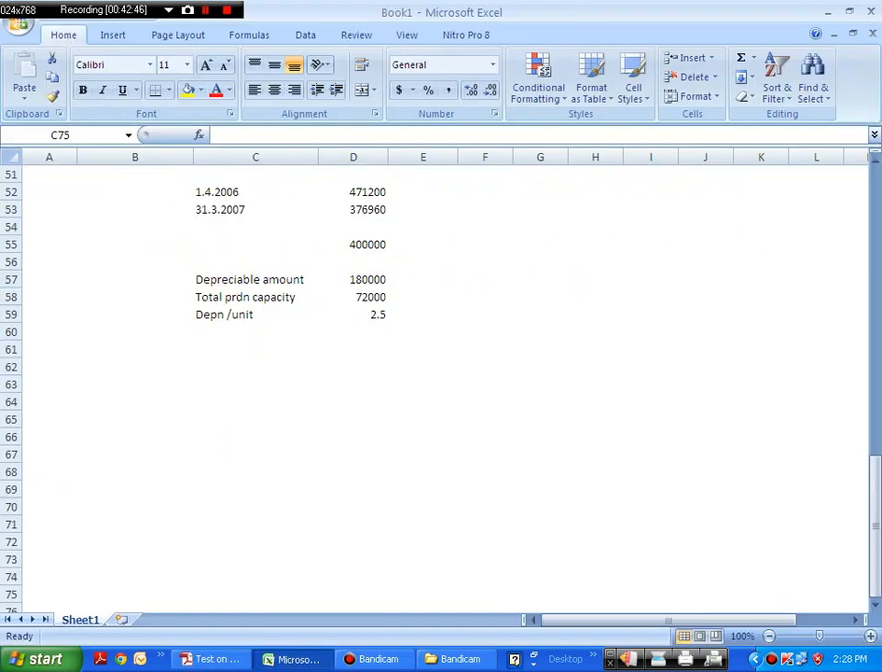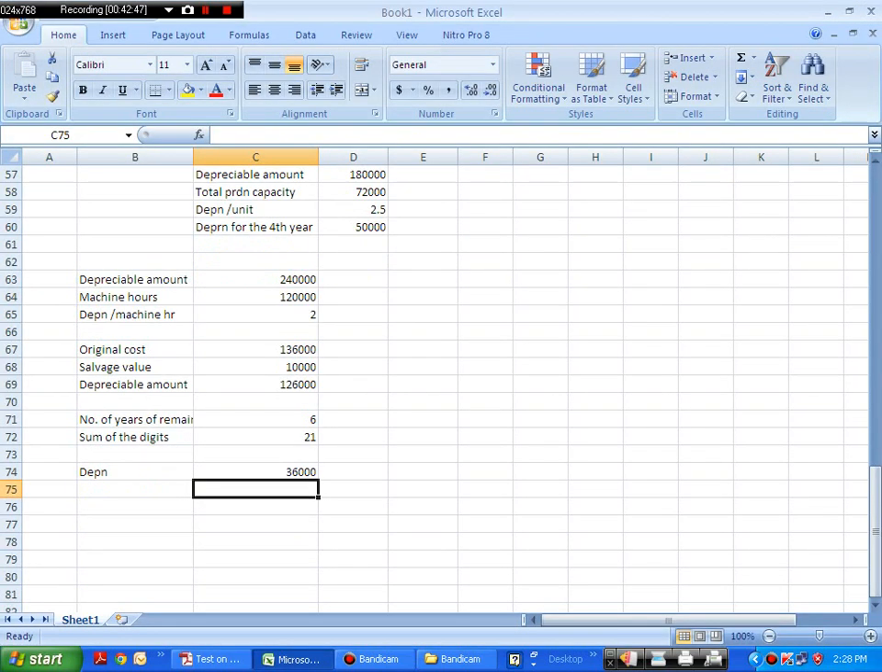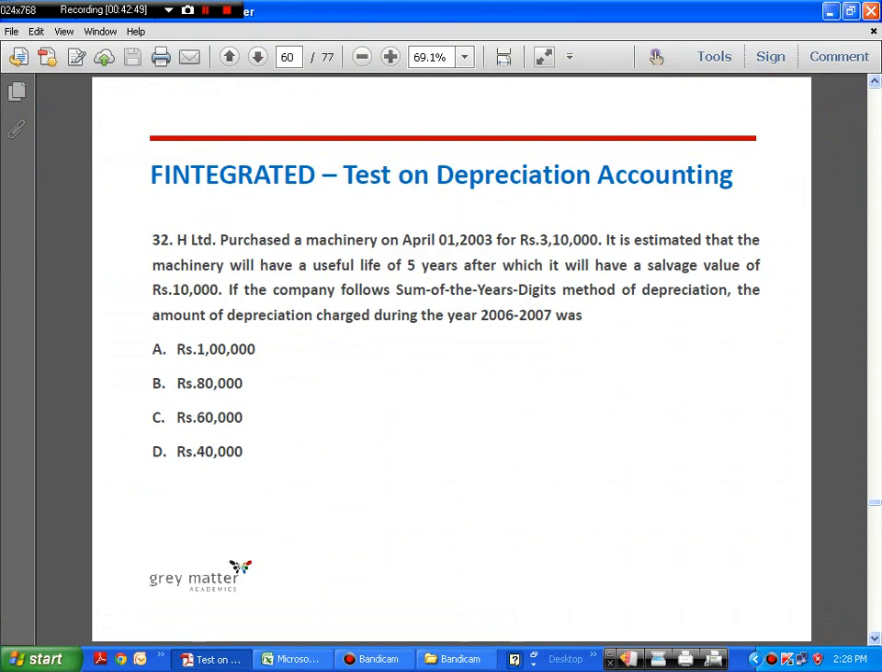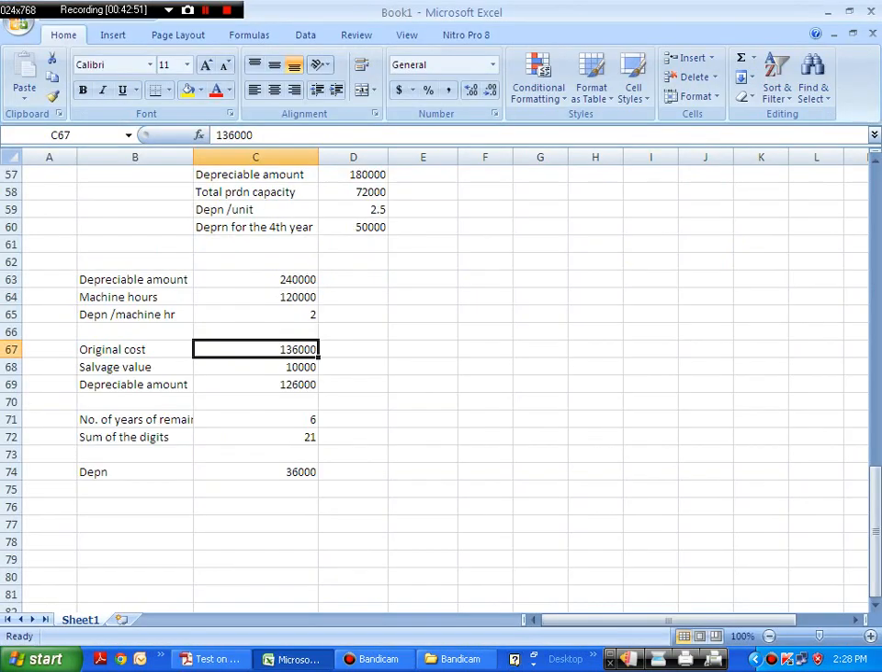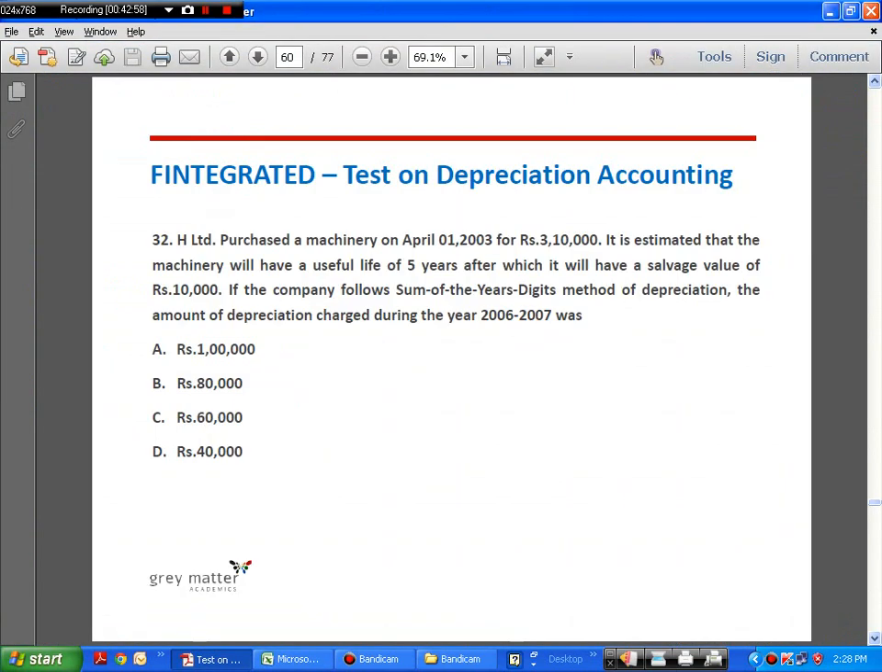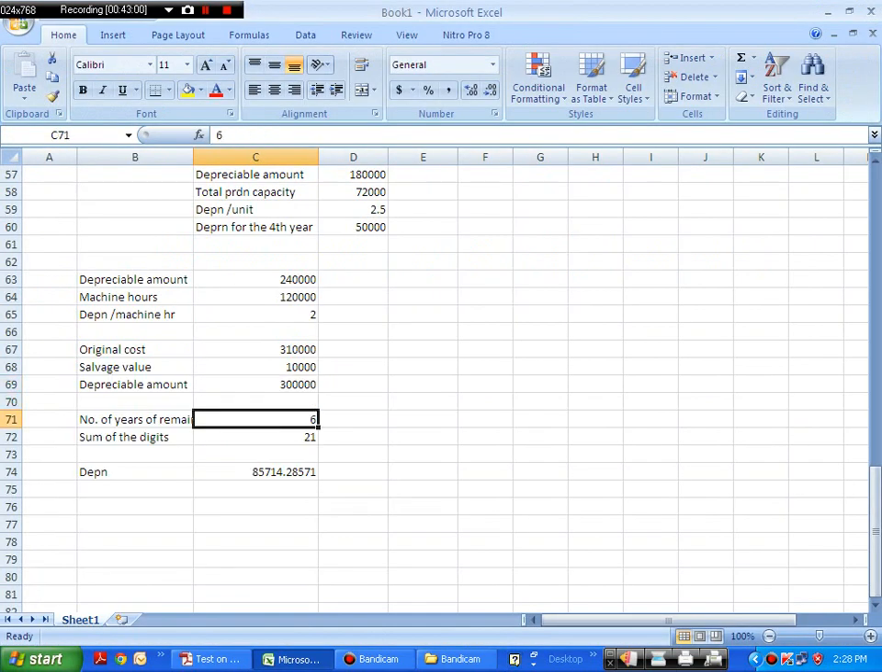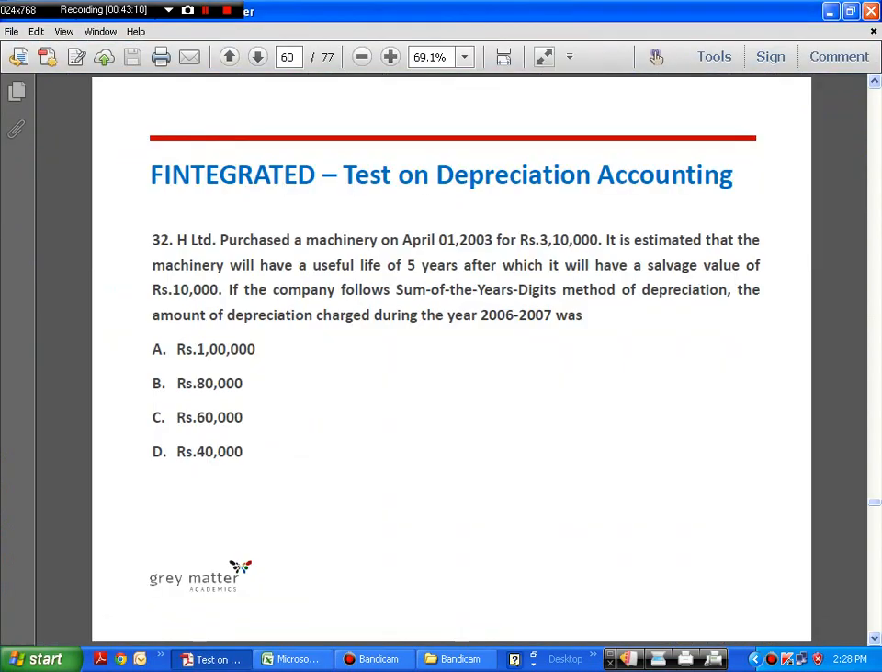Okay, so we'll just change the data. Original cost is 3 lakh 10, so that gives us the depreciable amount of 3 lakhs. Number of years of remaining useful life is 2, and the sum of the digits will be based on the useful life, which is 5. So depreciation will be 40,000 rupees.